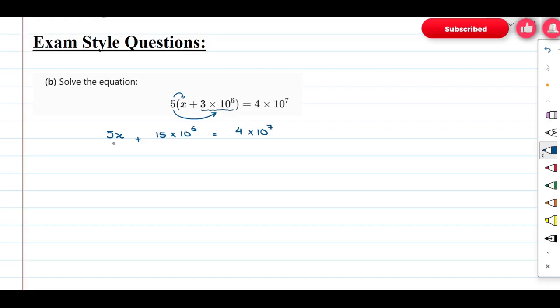Solve the equation means we need to solve for x, right? So keep 5x on the left side, and we have 4 times 10 to the power 7, and shift this term to the right, which is minus 15 times 10 to the power 6. Now we can simplify the subtraction of two standard forms when you have the same powers of 10, right? So you can add 1 over here or you can subtract 1 from here, right?